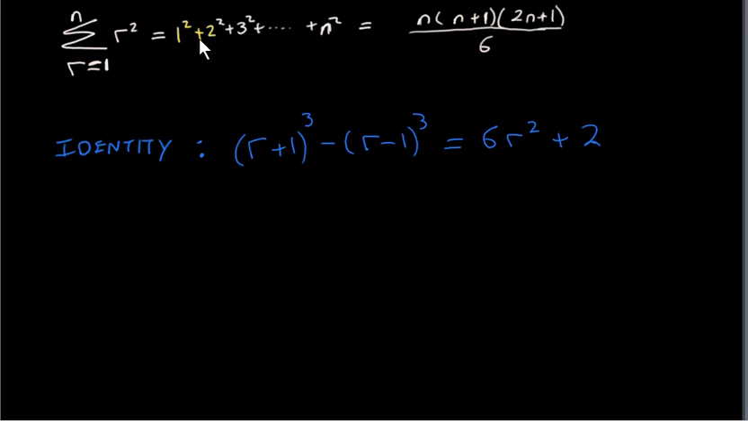To prove this summation, I'm going to make use of this identity. Now, what is an identity? An identity is an equation that's true for all values of the variable. So this thing here must be true for all values of r. An equation might only be true for some values of r. So basically, if we expand out the left-hand side and simplify, it should all break down to 6r squared plus 2. So I'm just going to show you that this identity is indeed true before I use it.